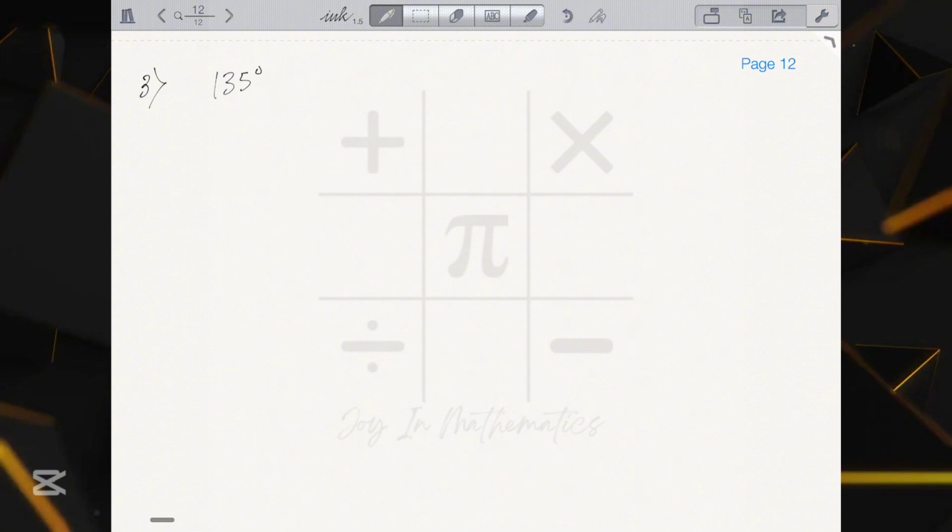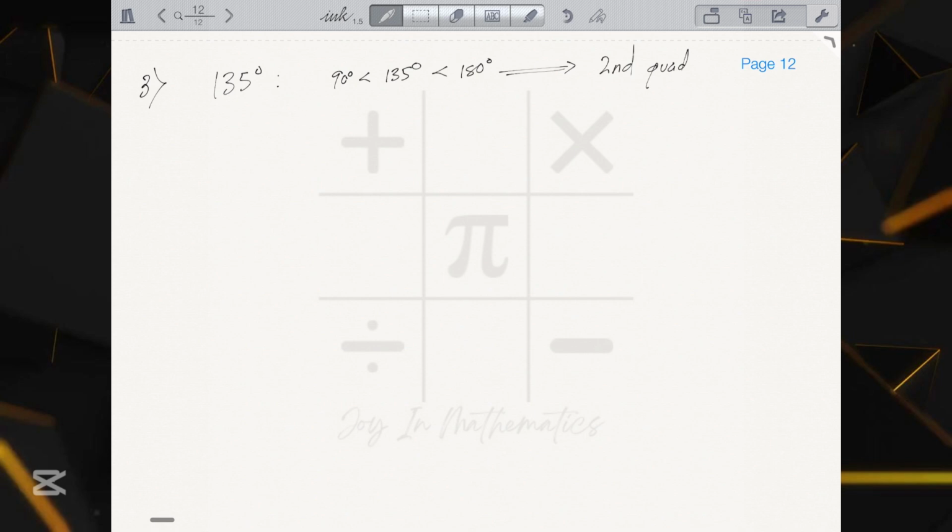Okay, let's proceed. The first thing is to know which quadrant the angle 135 degrees is in. We can say that 135 degrees is greater than 90 degrees but less than 180 degrees, so that means this is in the second quadrant. Emphasis must be made on this quadrant analysis before we even think about evaluating sine, cosine, or tangent of an angle.